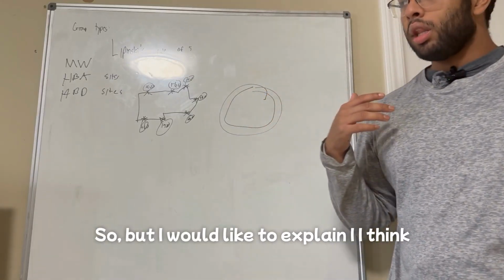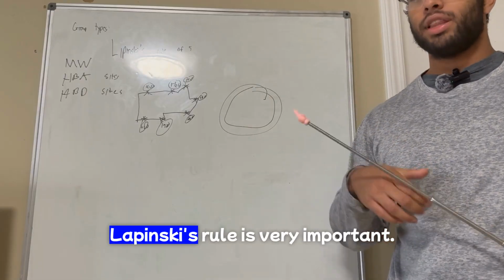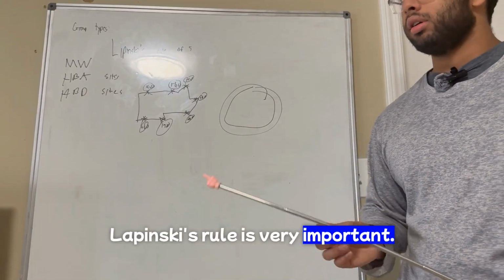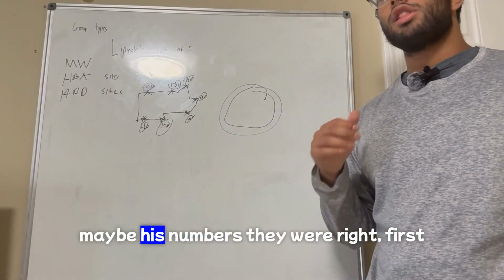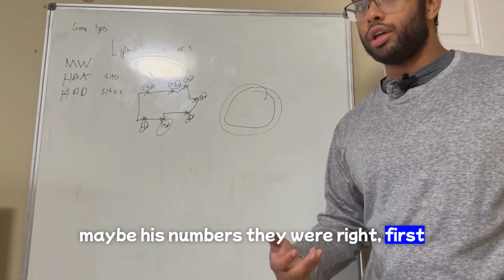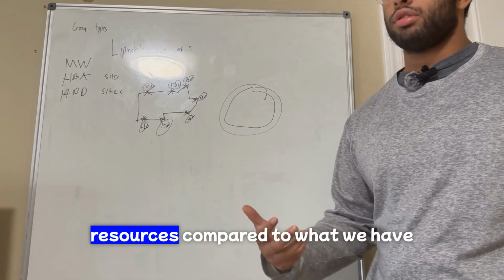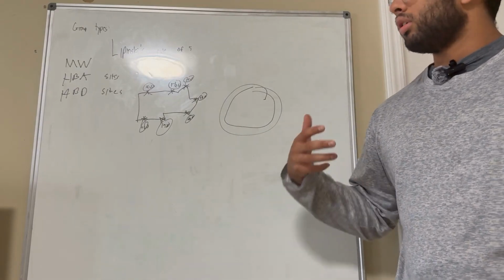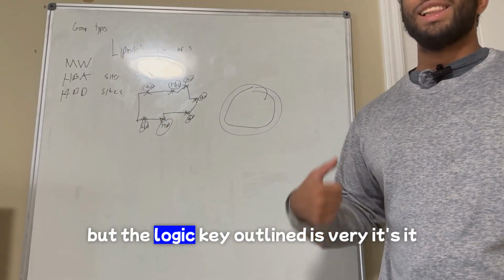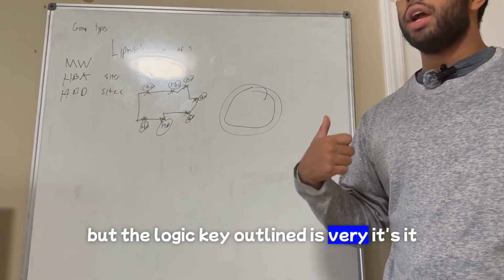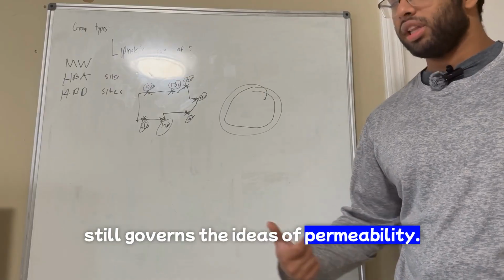But I would like to explain, I think Lipinski's rule is very important. And I think it is because maybe his numbers, they were right, first of all, which is crazy, because from what I've read, Lipinski had very little resources compared to what we have now. So Lipinski's numbers were not only right, but the logic he outlined still governs the ideas of permeability.